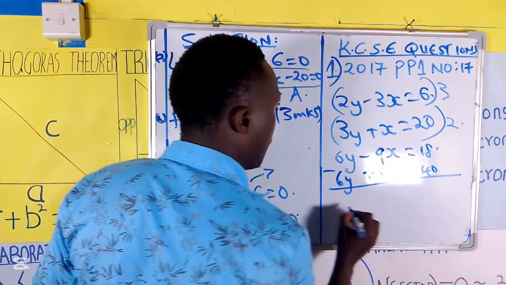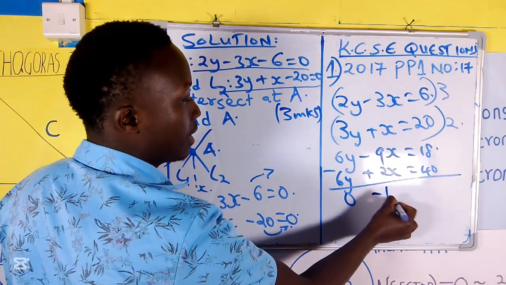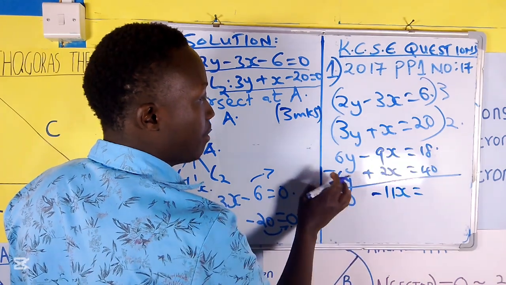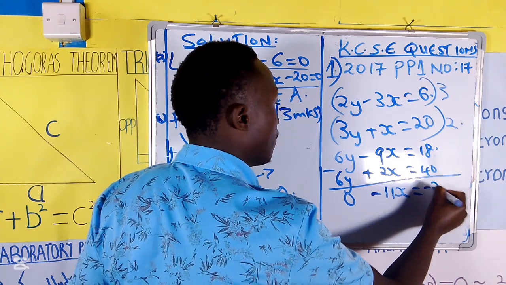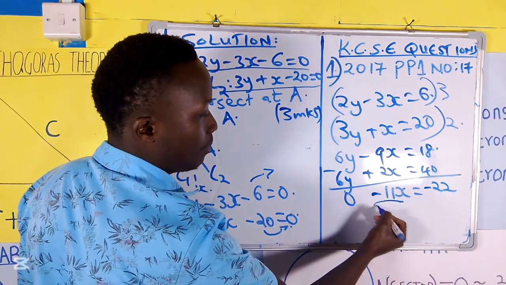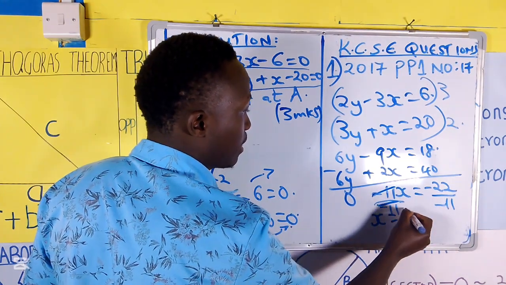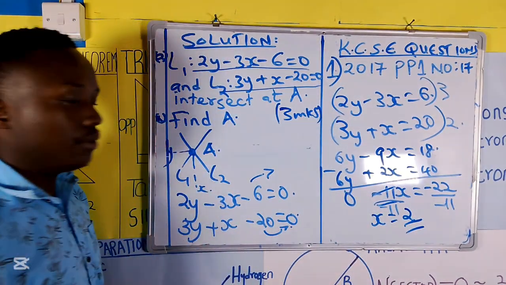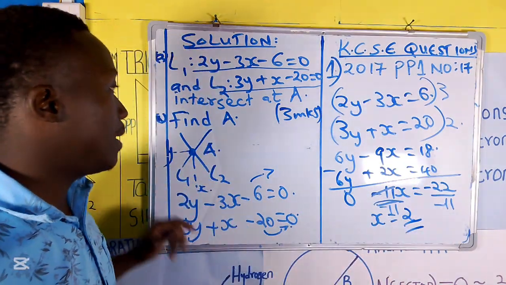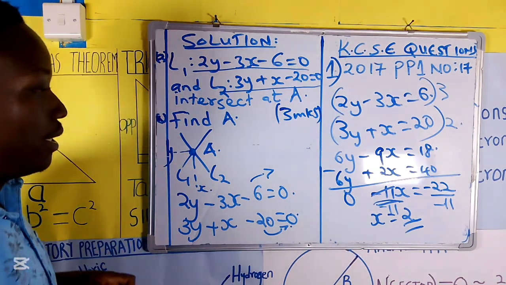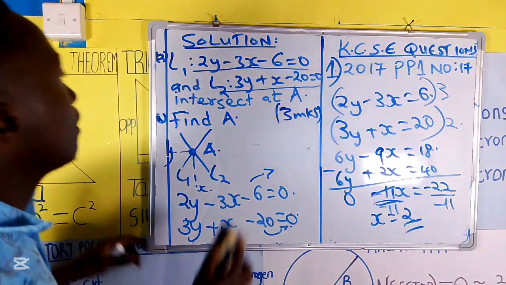Once we subtract, we will get 0 for the y terms. Minus 9x minus plus 2x will be minus 11x. Then 18 minus 40 will be equivalent to negative 22. And for us to get x, we will divide both sides by negative 11, where we will get our x as 2. Why our x as 2? Negative 22 divided by negative 11 is equal to 2. So by getting that, we can now proceed to get y. And how are we going to get y?